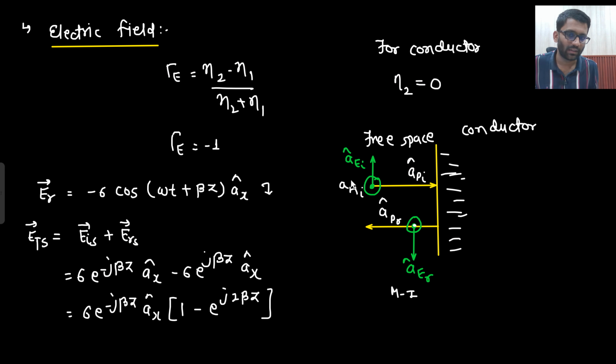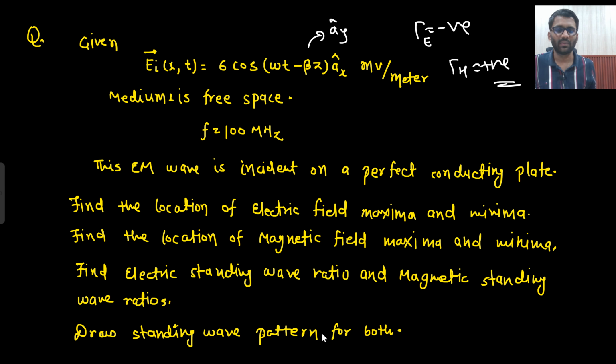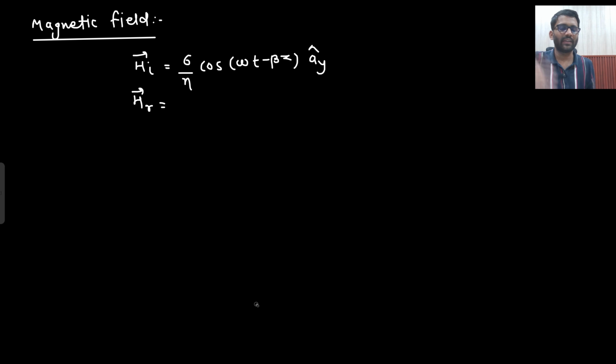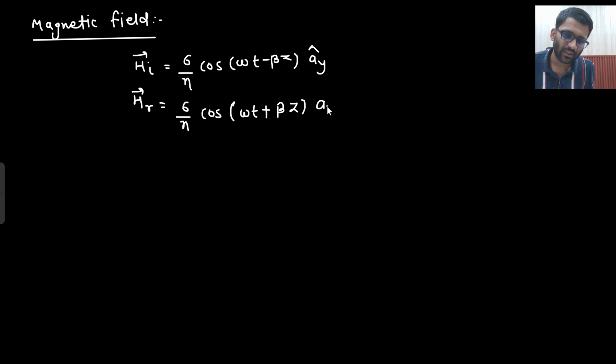This was your AHI and this is your AHR. So magnetic field is not changing its direction. Okay. So what will be the expression of these? We have already studied in the previous video how to write down the HR expression. HR I have written from ER only. So 6 by eta cos omega t plus beta z ay cap.